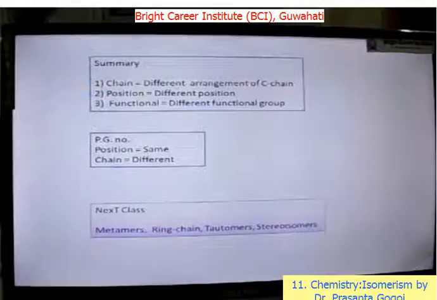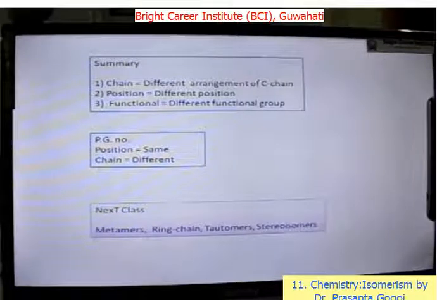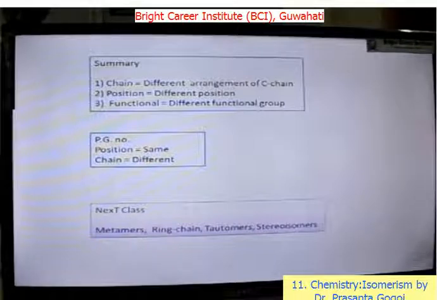The summary of this chapter: we have already discussed chain isomers, position isomers as well as functional isomers. The only thing is that in chain isomers there is a different arrangement of the carbon chain only, in position isomers different positions, and in functional isomers different functional groups. And we must remember the page number also. If the page number is the same, that's called position isomers. If it is different, then it is called the same isomers.